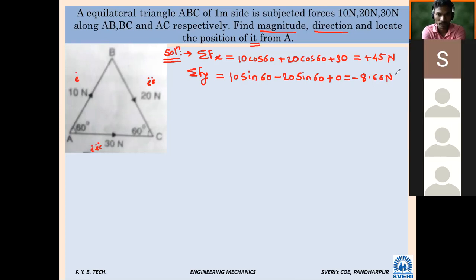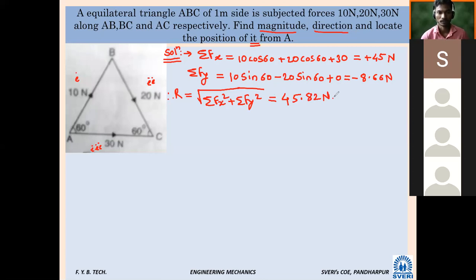I want to calculate the resultant now. R is equal to, what is the formula? Under root of summation Fx square plus summation Fy square. Both the values are with you. Calculate. 45.82 Newton. Shall I write directly? Yes. 45.82 Newton. So the magnitude of the resultant is over.